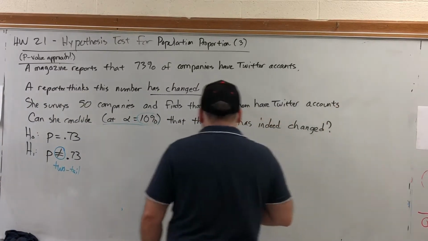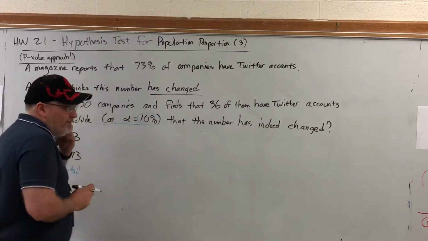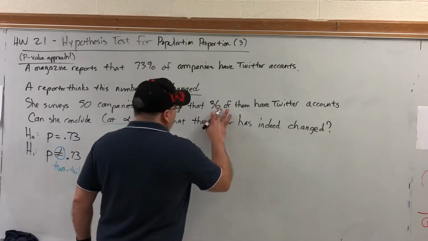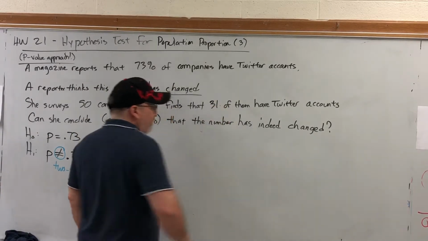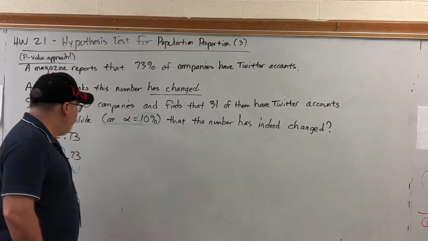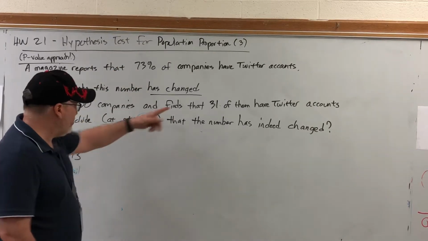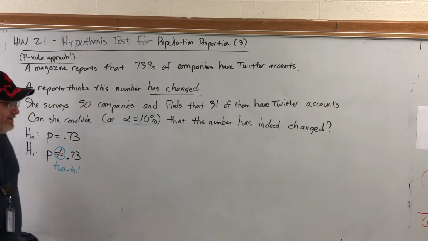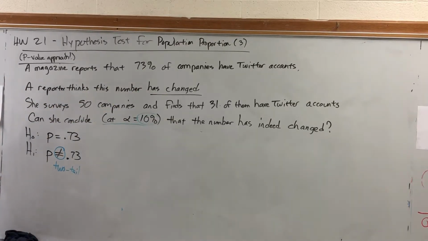Actually, I am going to make a subtle change. Let's pretend that she accidentally said 36 when she meant 31, because I don't want her to be exactly the same. She surveyed 50 companies and finds that 31 of them have Twitter accounts. Can she conclude at a 10% significance level that this number has indeed changed? I don't know how this is going to turn out because 31 out of 50 is 62%. That's 11% less than that. That's a big change, but is it a big enough change?